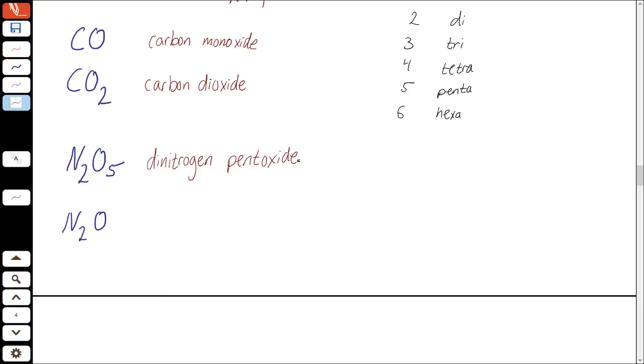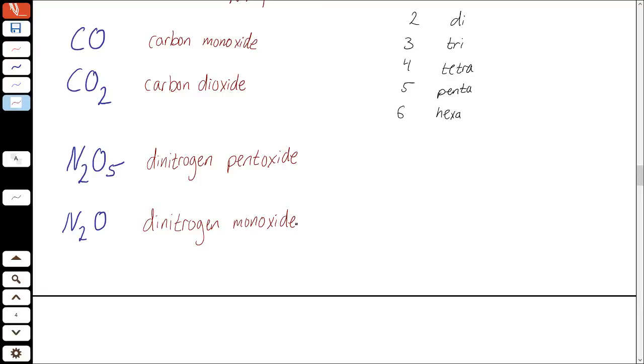So we would call this one dinitrogen monoxide. Right? That molecule, by the way, is a common molecule. It's also a greenhouse gas. It's more often referred to as nitrous oxide, but the actual official correct name for it would be dinitrogen monoxide.